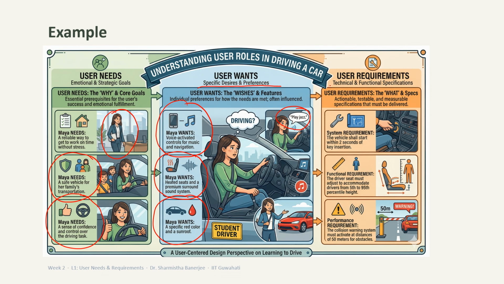Now let's look at the user requirements, which are about the technical and functional specifications. These are some things that you will be putting into action in your design. The system requirement over here is the vehicle shall start within 2 seconds of the key insertion into the vehicle. The functional requirement is the driver seat must adjust to accommodate drivers from the 5th percentile height to 95th percentile height. So somebody who is very short as well as somebody who is very tall, and you should be able to adjust. The performance requirement over here is the collision warning system must activate at distances of 50 meters from the obstacle.